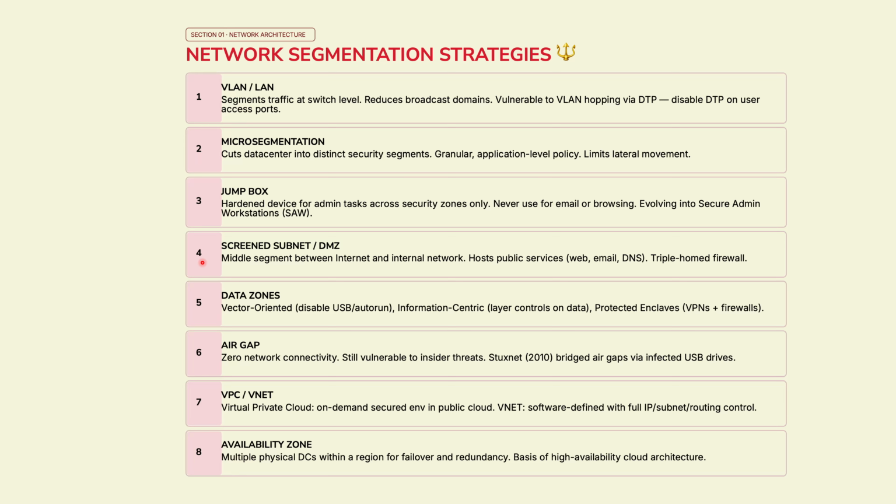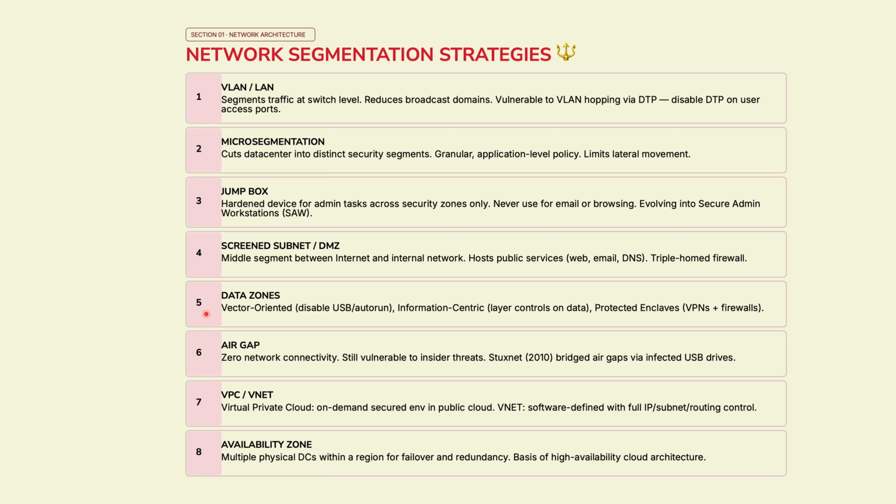Number 4, the screened subnet sits between the internet and the internal network, hosting public-facing services like a triple-homed firewall. Now, this architecture ensures that a compromise of a public server does not directly expose the internal network.